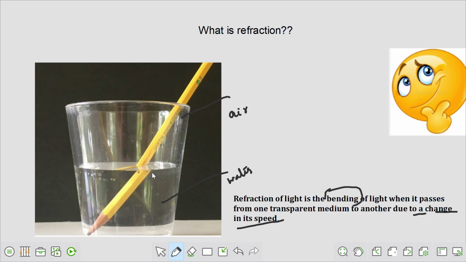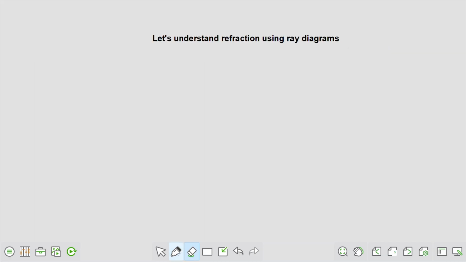Now what is refraction? It is nothing but the bending of light when it passes from one transparent medium to another due to the change in speed. So what causes bending? The change in speed. Let's understand refraction using ray diagrams. We are familiar with ray diagrams, right? Let's understand better.